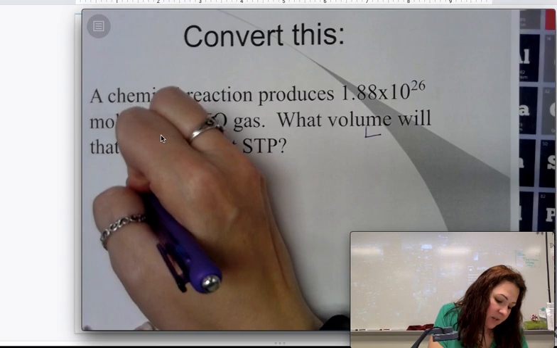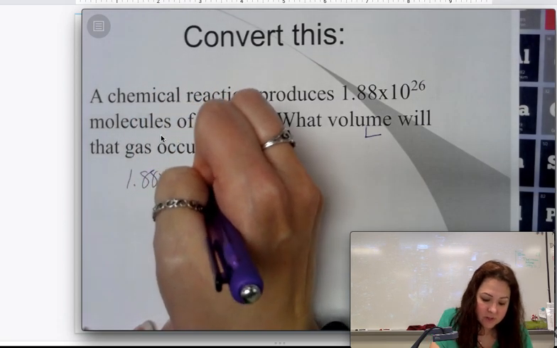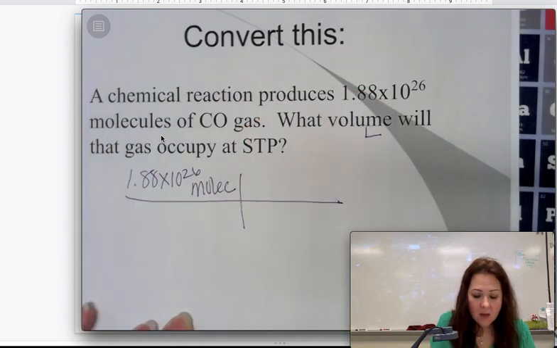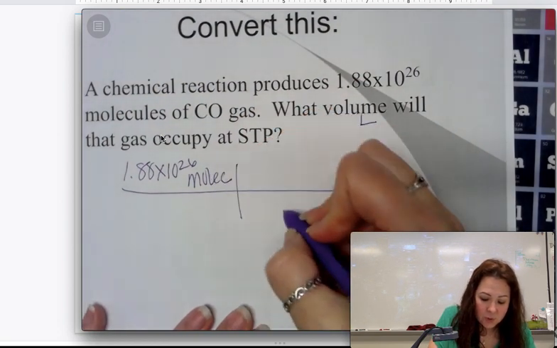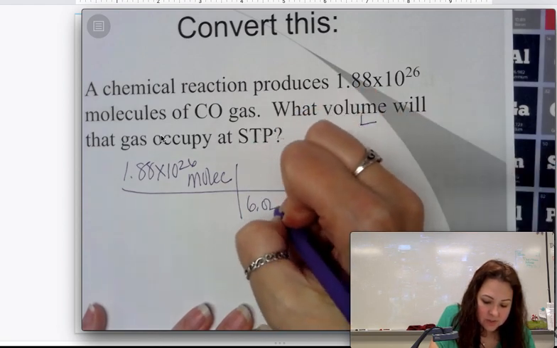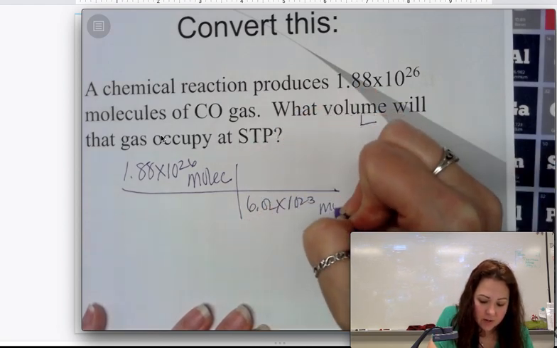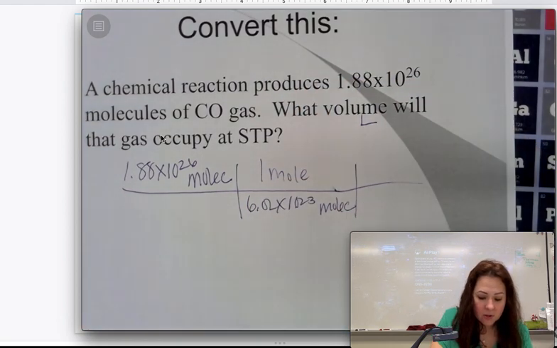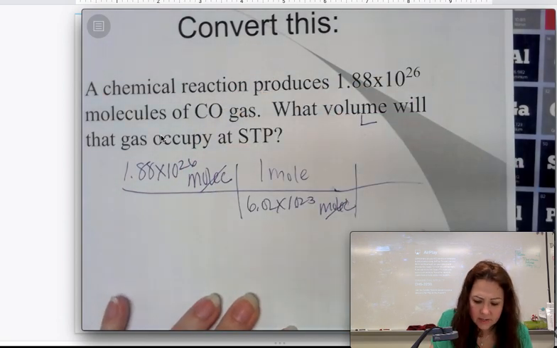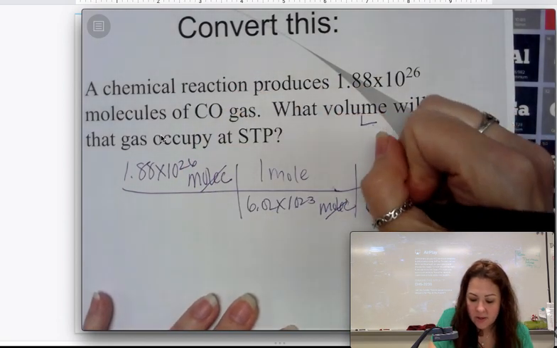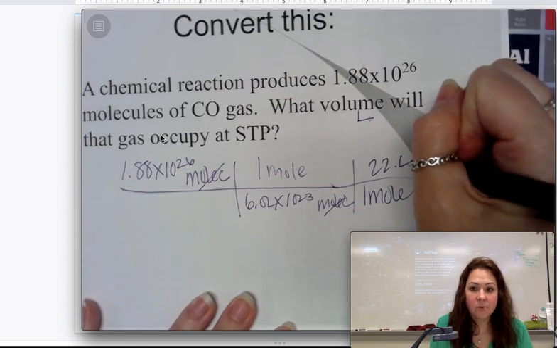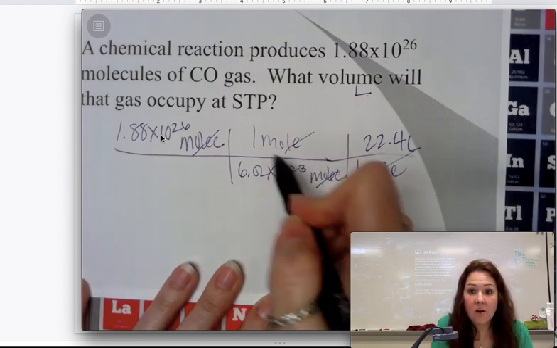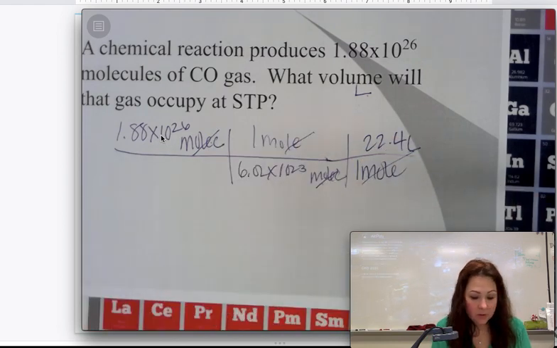Start with the number that's given in the question, 1.88 times 10 to the 26th molecules. Remember to shorten the word molecule, it's M-O-L-E-C. To get rid of molecules, molecules has to go in the bottom to cancel. 6.02 times 10 to the 23rd molecules for any 1 mole. Next step, I need to get rid of moles and go to liters. 1 mole is equal to 22.4 liters. Moles cancels, molecules cancel, so now I'm just going to do my work in my calculator.